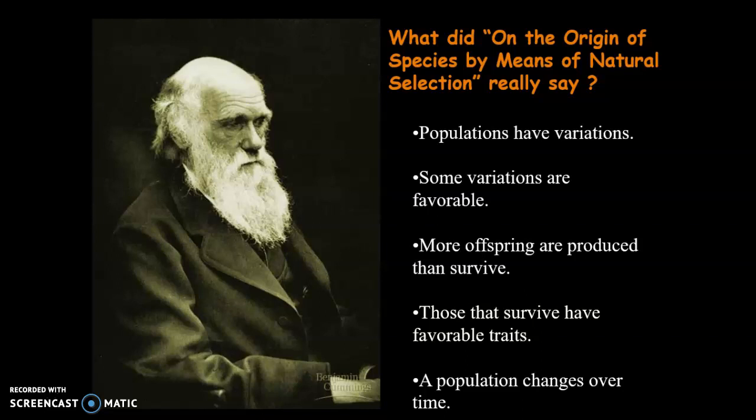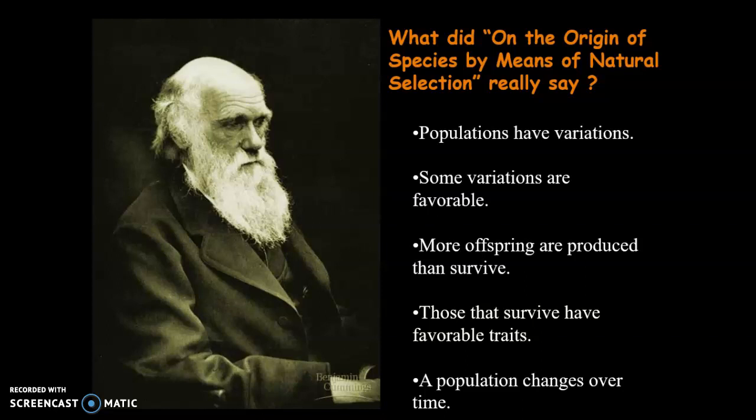So Darwin believed and he observed that populations have variations. If you look around the classroom or a population, you're going to notice that everybody has different features, right? Different traits. Now some of these variations are favorable compared to others. So if we're thinking about, for example, organisms that live in the wild, some of these variations are going to help these organisms survive, give them an advantage over others. More offspring are produced than can survive is the third point. And so there's always competition between these organisms to see which ones will survive and which will not.